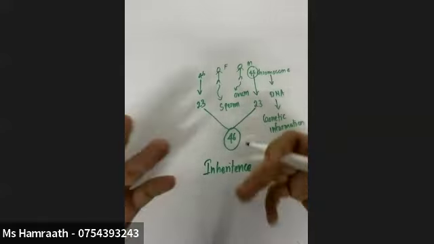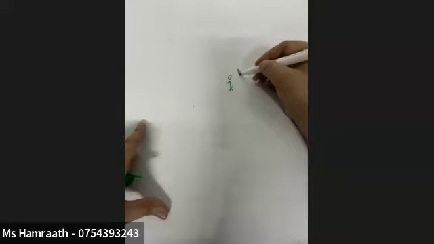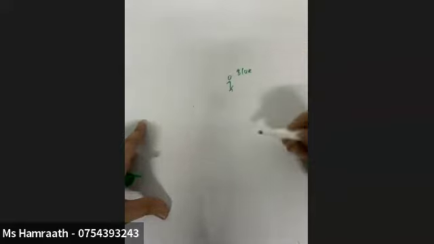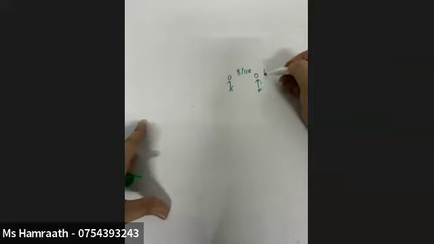Say for example, when we talk about DNA, your mother has blue colored eyes, and your father has brown colored eyes.